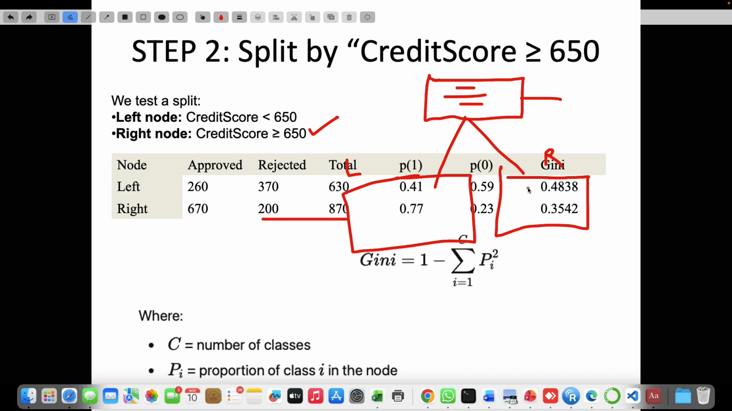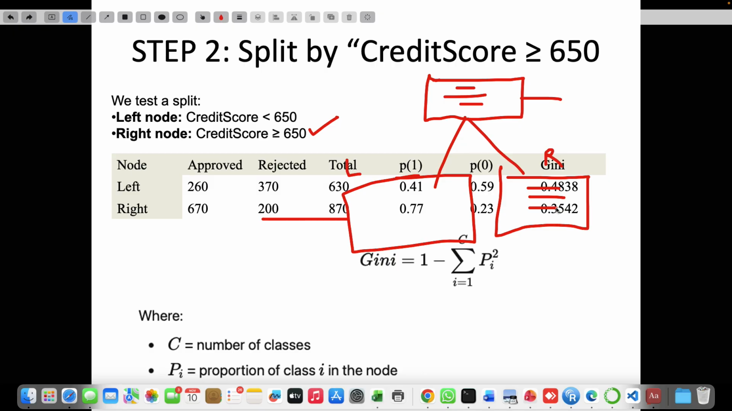So this is your first leaf. Now when you come here, you calculate your Gini again. If your Gini comes to 0 on the right side, where credit score is greater than 650, which means all of them are approved, right?